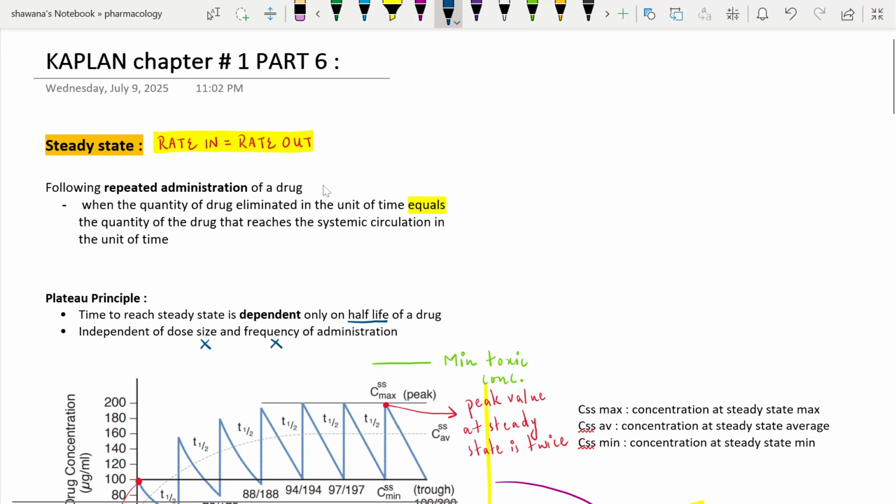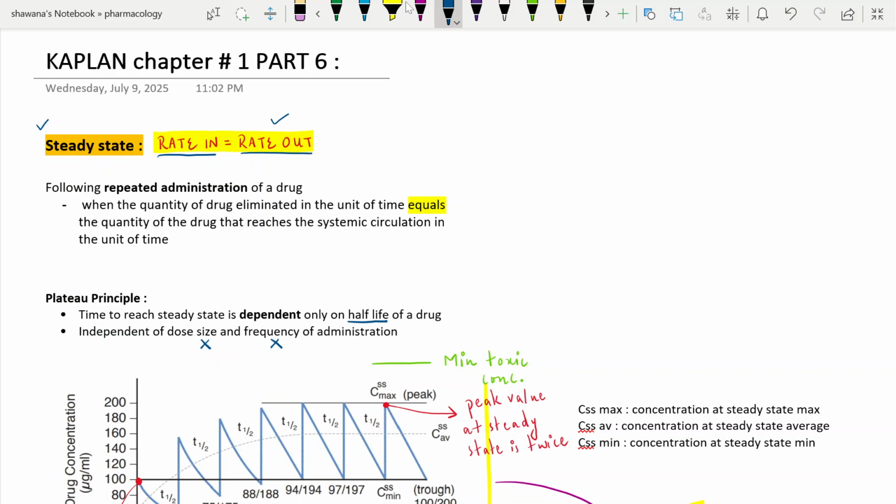Good evening, guys, and today we are going to discuss the pharmacokinetic principle known as the steady state. And what do we mean by the steady state? It means that the quantity of the drug that is eliminated in a unit of time is equal to the amount of the drug that reaches the systemic circulation in the unit of time. It means that the rate in is equal to the rate out.